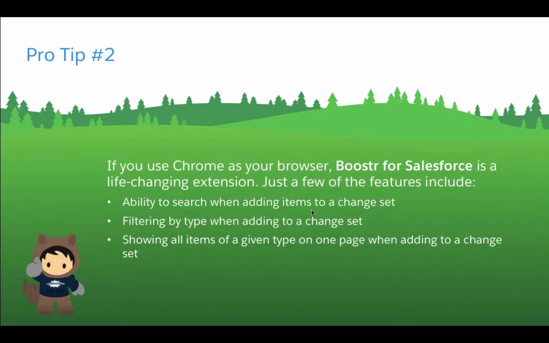If you use Chrome as your browser, Booster for Salesforce, and that's Booster with no E in it, is life-changing. It's really, really fantastic. My favorite features for deployment include the ability to search when adding items to a change set, being able to filter by type when adding to a change set, and being able to show all items of a given type on one page. So you can say, show me all of the case fields, and you don't have to sort by the object and then scroll, next page. It's kind of maddening. So Booster allows you to do some of that.